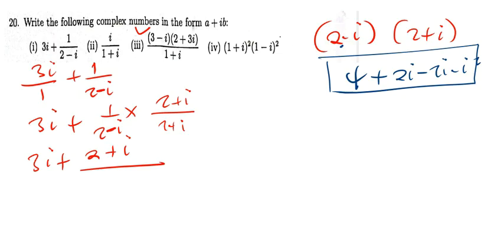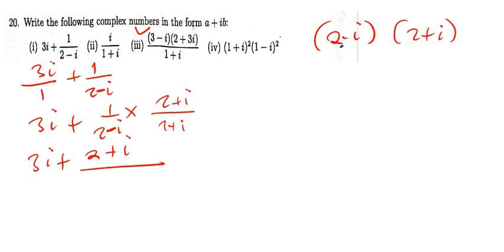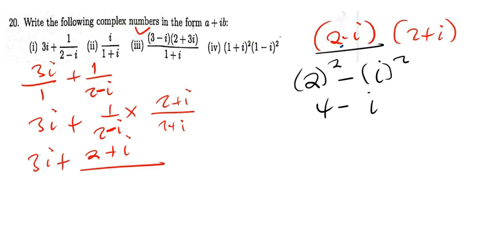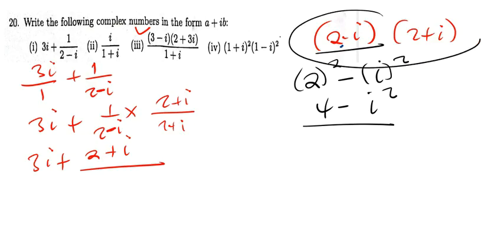The best thing you can do, guys, is if you are multiplying anything by its conjugate, we square the part having negative. In this case, this guy has got negative. I'll say 2 in the brackets, I'll square it, minus i in the brackets, I'll square it, which is going to be 4 minus i squared. So this, I have now expanded that.